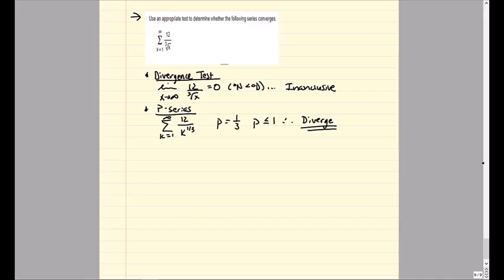I could probably also integrate this, so we can note that as well. The integral test will work as well, but that's a lot more work. So if we can get the p-series test to work, that would be best. But there is more than one way we can do this.